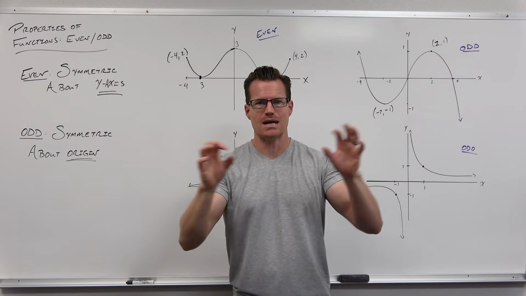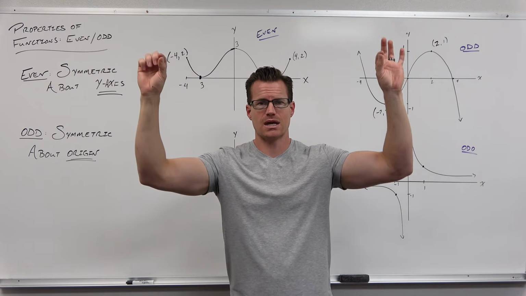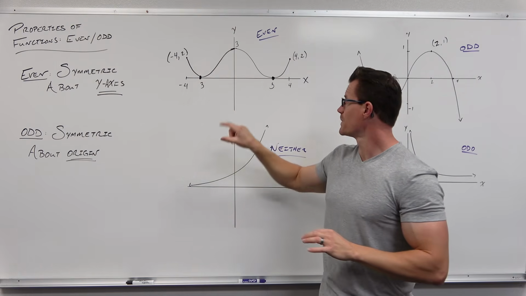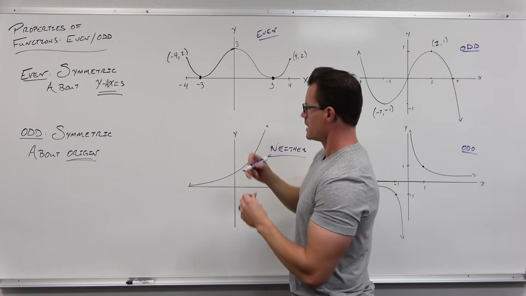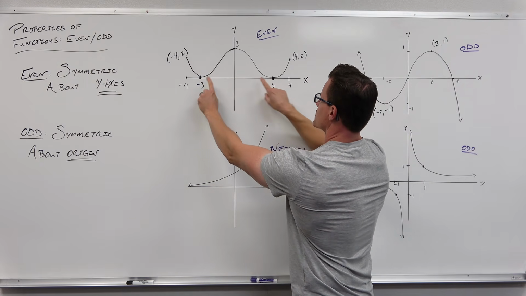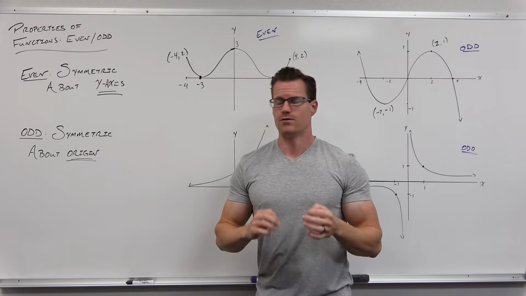You have to see how that would create symmetry about the y-axis. That would say, yep, my outputs are the same when my inputs are opposite. That's what even functions really do. It says if I plug in, if I remember to put my sign correctly, opposite inputs, they have the same output. That is what even functions do.